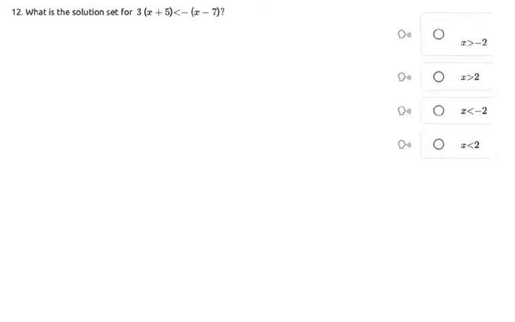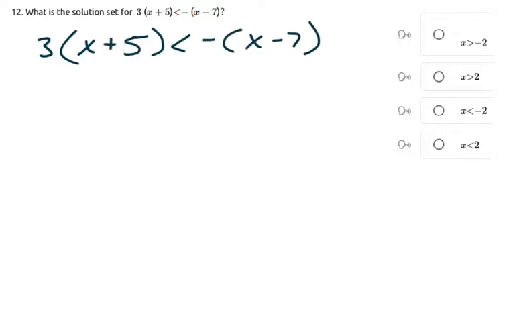Question 12, what is the solution set for? We've got 3 times x plus 5 in parentheses, a less than sign. They do that negative thing that tests like to do, where it's a negative 1 on the outside and then x minus 7 in parentheses. So rewrite it real quick. Make sure you've got it written down.